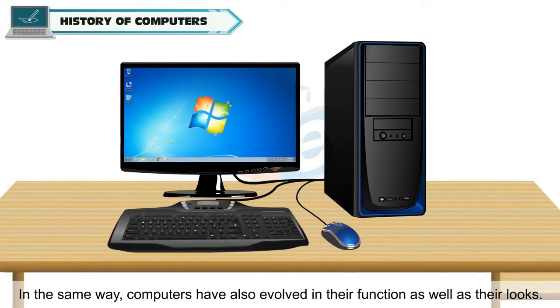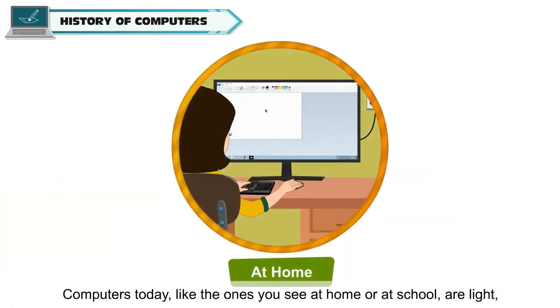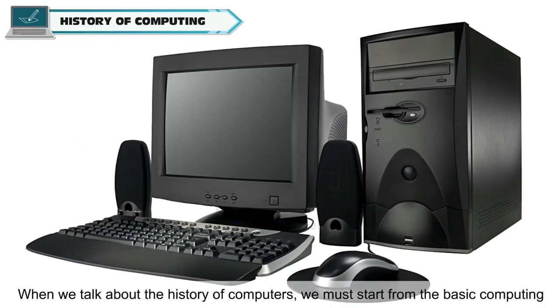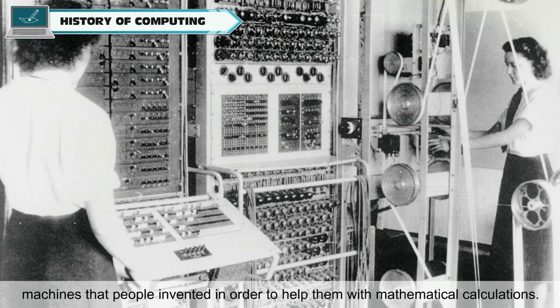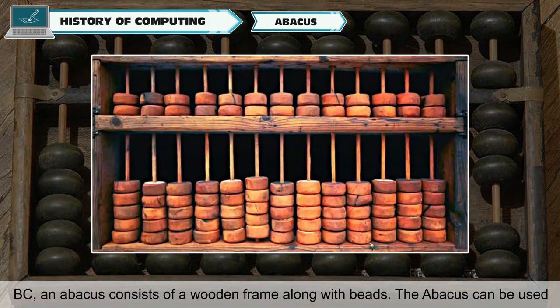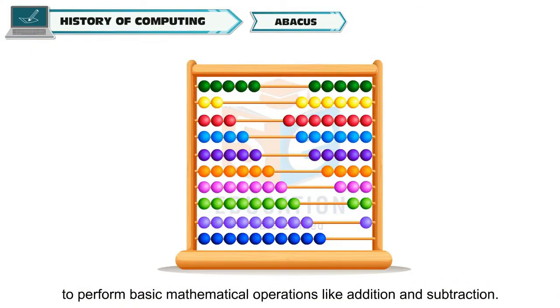In the same way, computers have also evolved in their function as well as their looks. Computers today, like the ones you see at home or at school, are light, compact, and fast. But this wasn't always the case. When we talk about the history of computers, we must start from the basic computing machines that people invented to help them with mathematical calculations. The first of these is the abacus, believed to be invented by the Chinese around 3000 BC. An abacus consists of a wooden frame along with beads. The abacus can be used to perform basic mathematical operations like addition and subtraction.